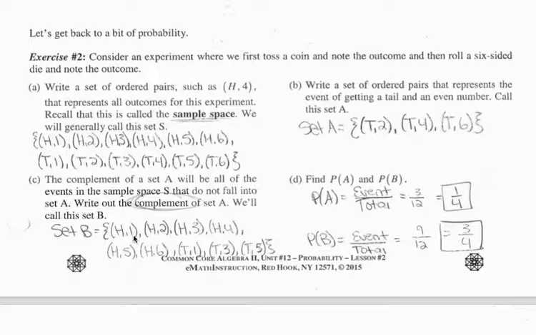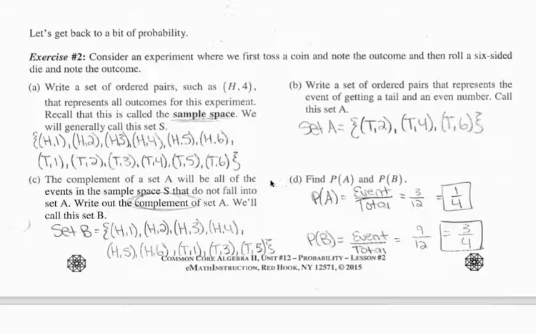So you'll notice we have heads 1, heads 2, heads 3, heads 4, heads 5, and heads 6, because we, in set A, wanted to start with the tails. So the tails that are included down here are the tails with odd integers: tails 1, tails 3, and tails 5. So this is set B. It is the complement of set A.